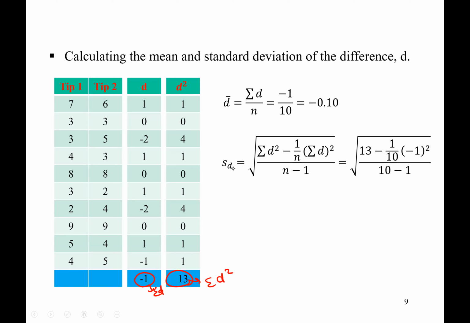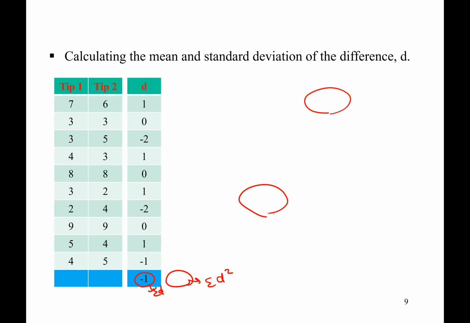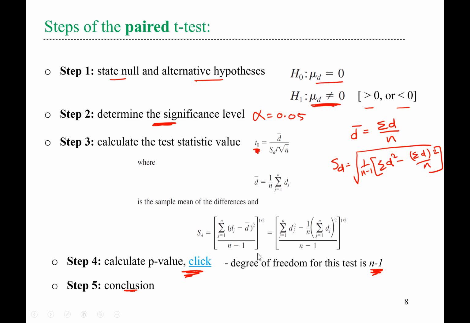This S_d is the square root of 1 divided by n minus 1, 10 minus 1. Sum of d squared is 13, sum of d is negative 1, n is 10. Now I can calculate SD. So now I have d bar and I have SD. Now I can follow the 5 steps, because I have all the unknown values.